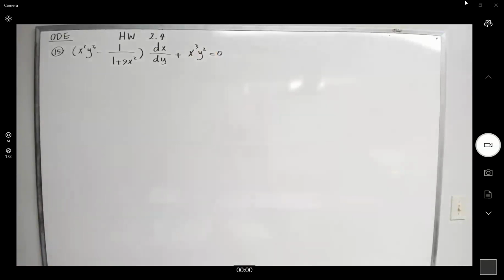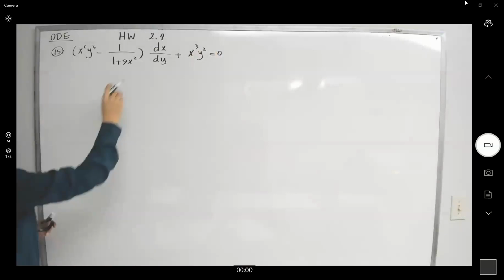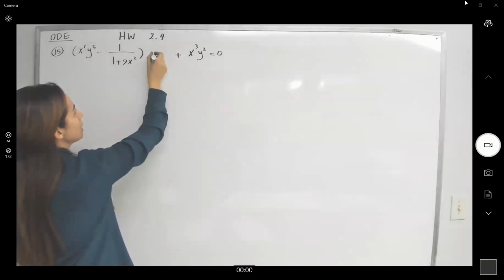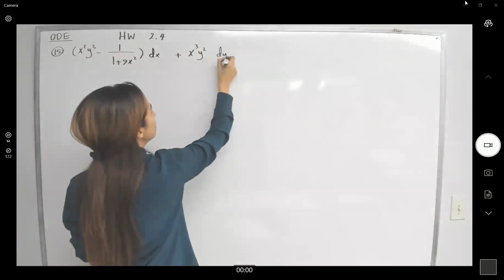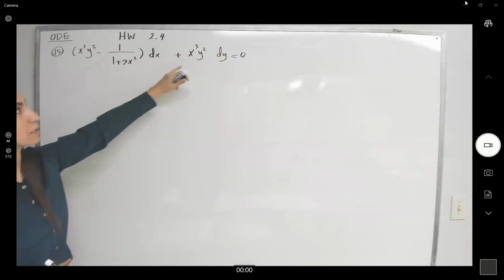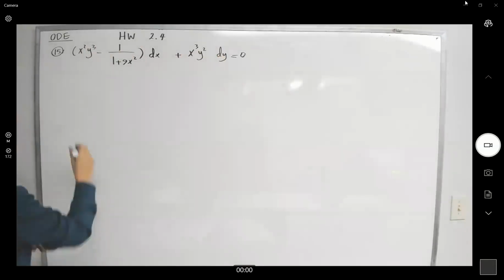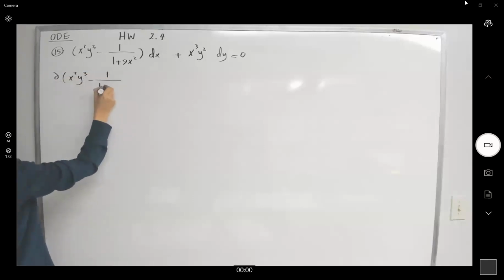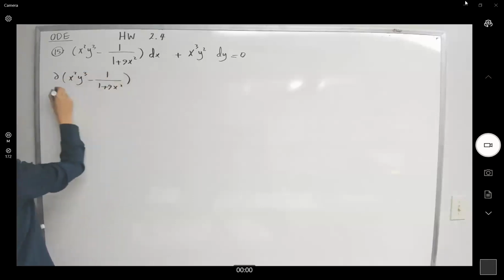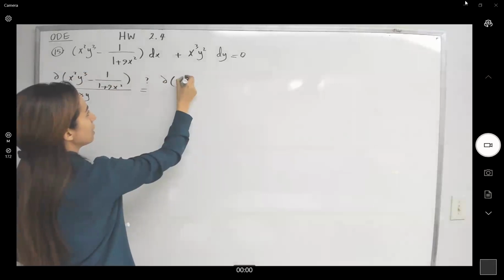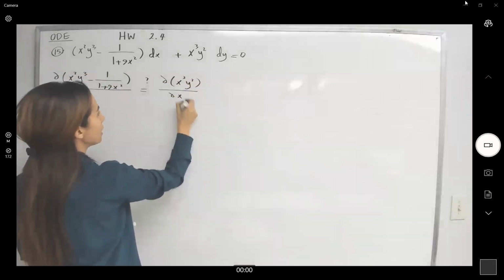Very well. So what do we have here? We have the differential form if we multiply everything by dy. So let me write dx and then dy equal to 0. We're going to write it in differential form so we can easily check to see if the partial derivative of m with respect to y is equal to the partial derivative of n with respect to x. So the partial derivative of x squared y cubed minus 1 over 1 plus 9 x squared with respect to y equals the partial derivative of n, x cubed y squared, with respect to x.